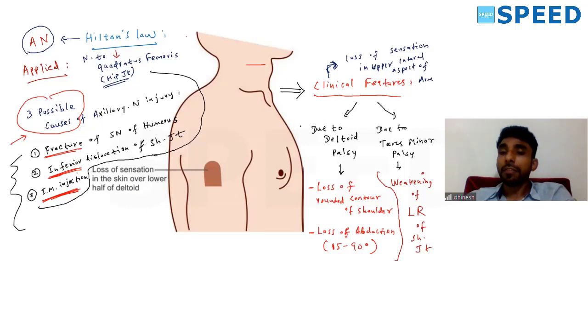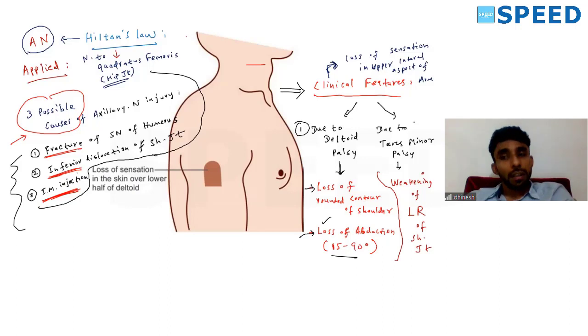If there is deltoid muscle paralysis, there will be loss of the rounded shape or contour of the shoulder, because the deltoid muscle provides the rounded shape of the shoulder, right? And you know the main action of the deltoid muscle is abduction from 15 to 90 degrees. So if there is paralysis of the deltoid muscle, there will be loss of abduction from 15 to 90 degrees, fine.